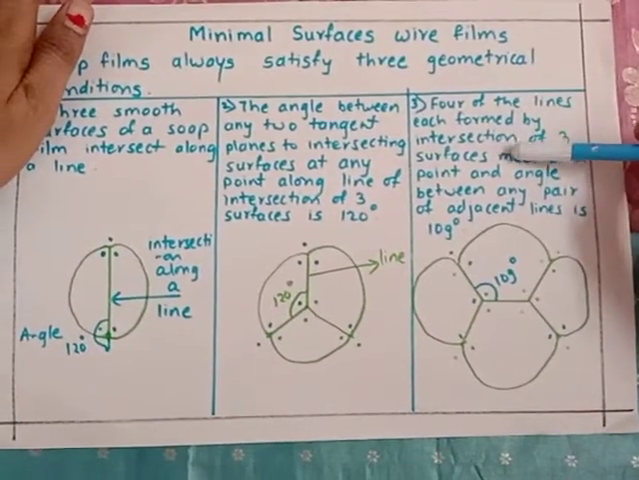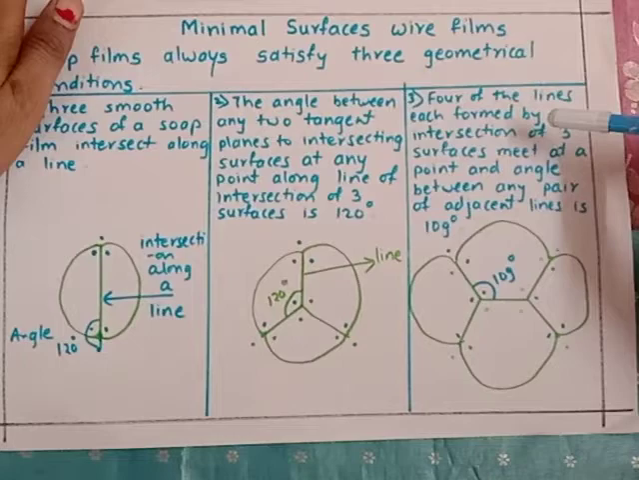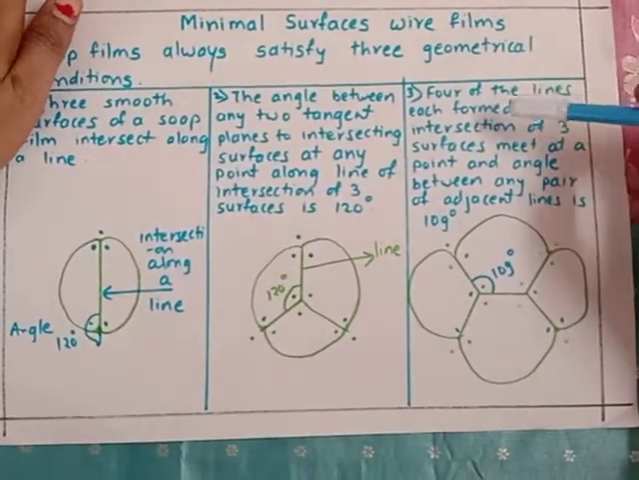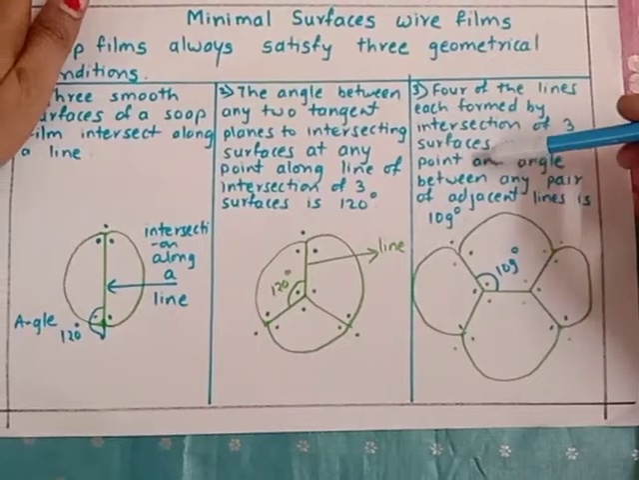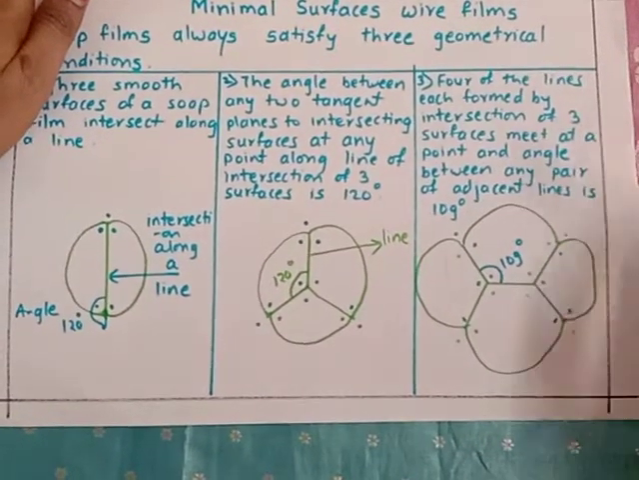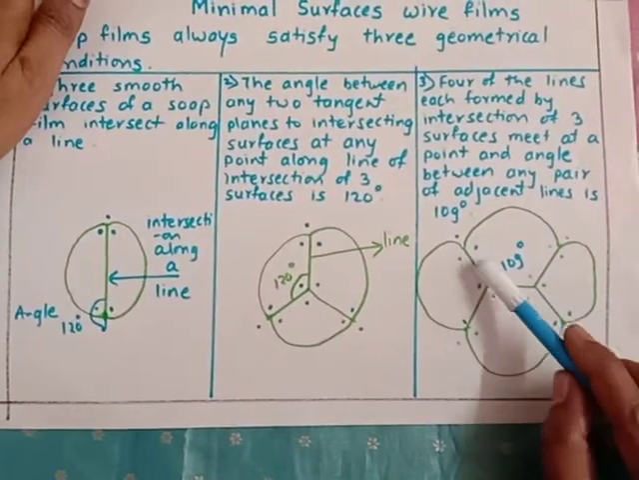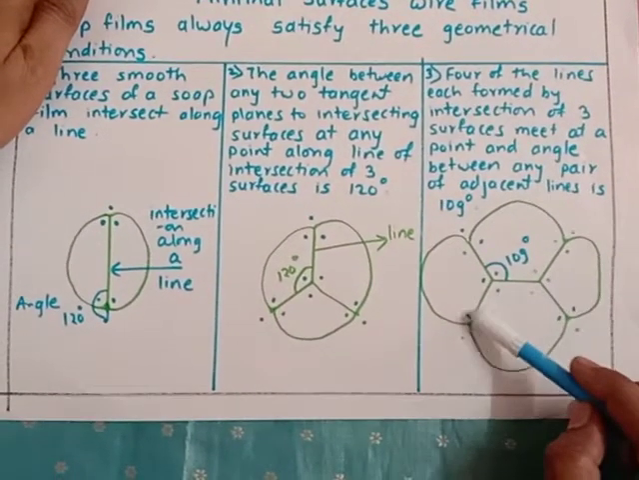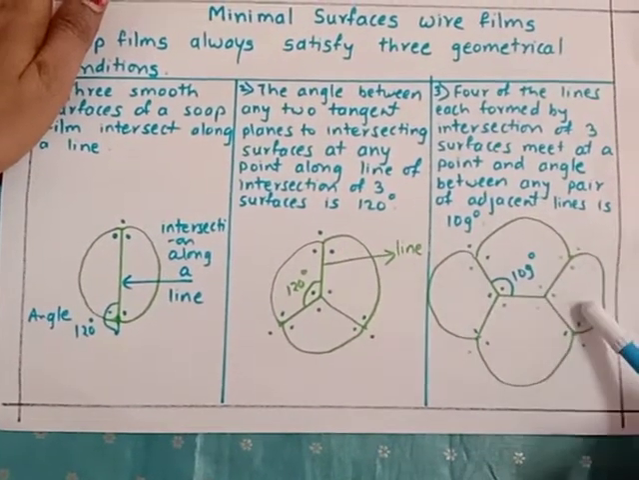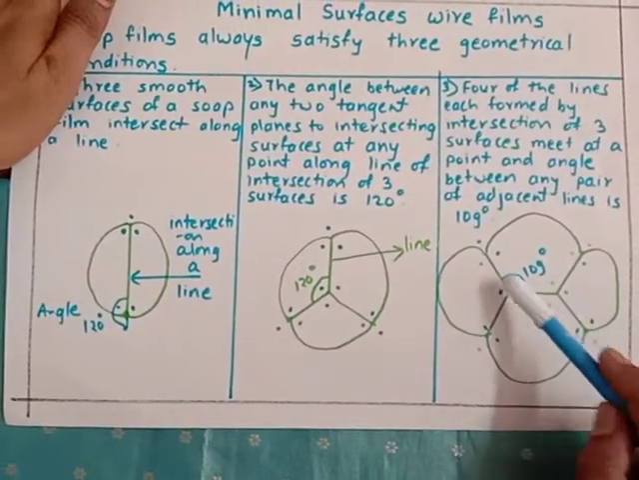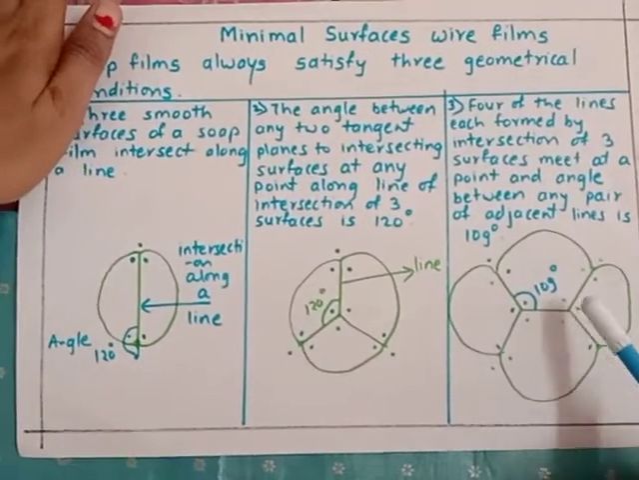The third geometrical condition that is obeyed by the soap films is that four of the lines, each formed by intersection of three surfaces, meet at a point, and the angle between any pair of adjacent lines is 109 degrees. So if there are such four lines formed here, okay, if there are such four planes formed, then the angle between them will be equal to 109 degrees.